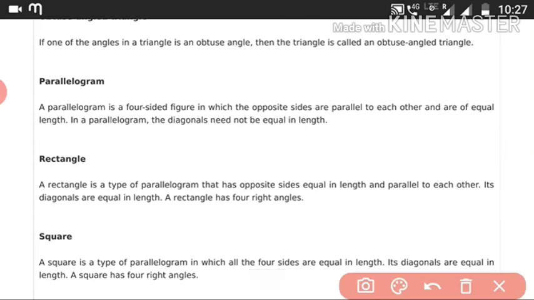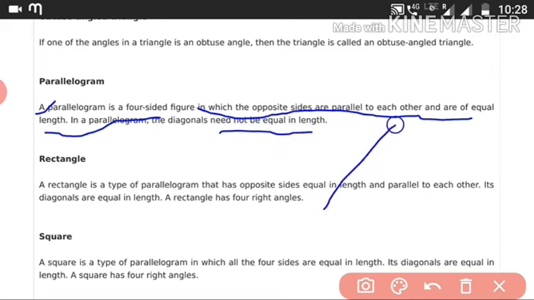Now next, parallelogram. A parallelogram is a 4-sided figure, okay. In parallelogram there will be how many sides? 4 sides, in which the opposite sides are parallel to each other and are equal in length. In a parallelogram, the diagonals need not be equal in length. So in parallelogram it is written, it is a 4-sided figure and opposite sides are parallel, means this and this line is parallel, okay.